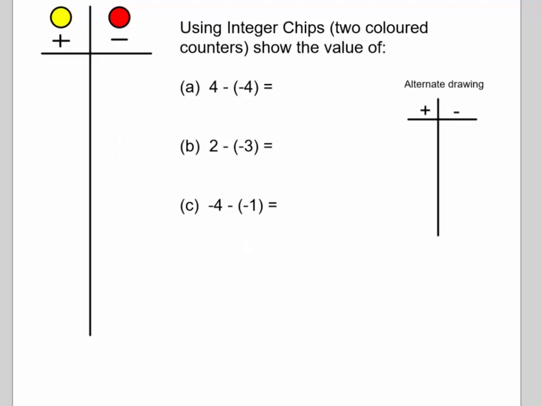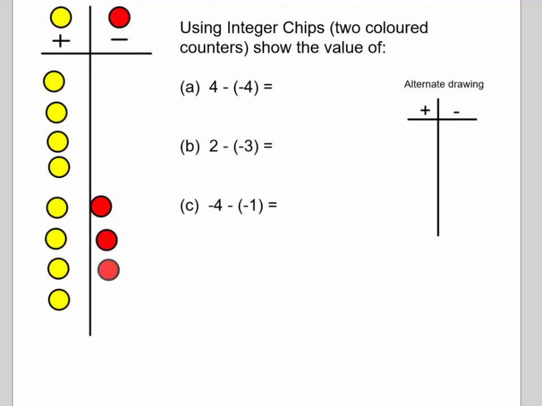Okay, here we go. Here's the tricky one that gets people. We'll start with A, 4. There's my 4 positives, minus negative 4. Now I don't have any negatives on here, so I can't take any of those away. So I need to use my 0 pairs. So there's 4 negatives that are 0 paired off. Now I can actually do this problem.